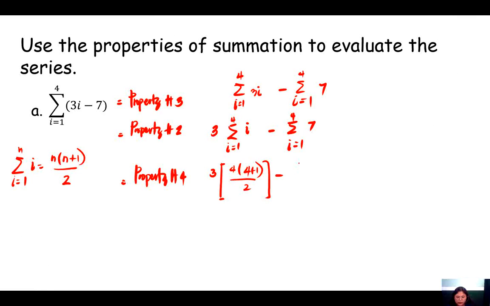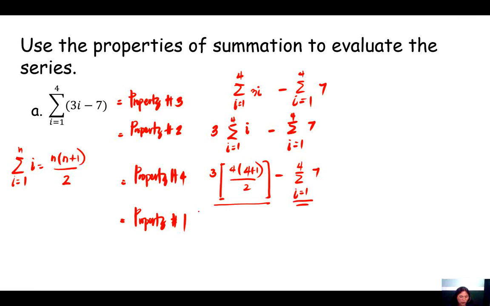Next, we just copy this. So, step by step natin itong ginagawa para mas maintindihan. Okay. So, na-simplify na natin. Mai-evaluate na natin itong part na to. How about this part? Paano yan? Anong property kaya ang pwede nating gamitin? Okay, we can use the property number 1. Kasi yun lang naman yung may constant si property 1 at saka si property 2.